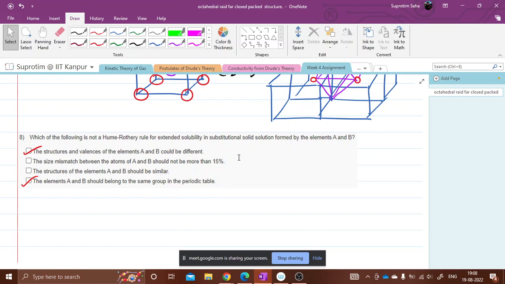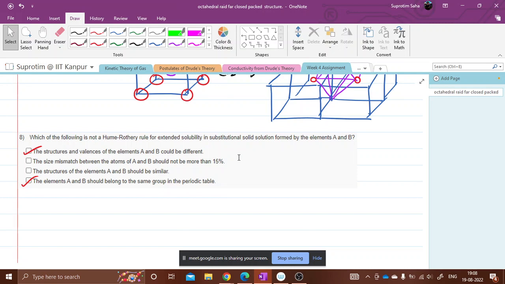That has to be similar to have a good solution, right? The elements A and B should belong to the same group in the periodic table. It can belong to the same group, because for extended solid solution you have an example, silver and gold. They form in the same group in the periodic table.